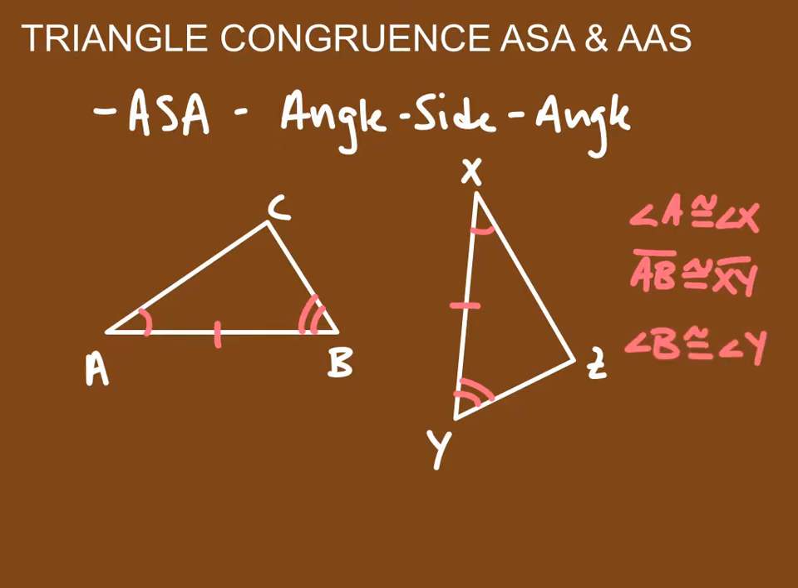Now, as I look at this triangle here, what I notice is that I have two angles that are congruent to two corresponding angles over here, and an included side length here for AB and here for XY. So as I look at this, I want to write this as angle, side, angle. Angle, side, angle.